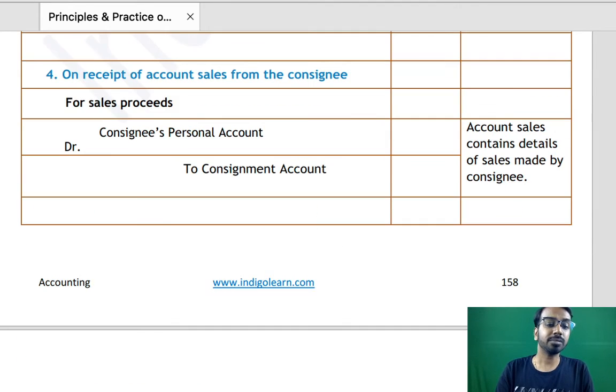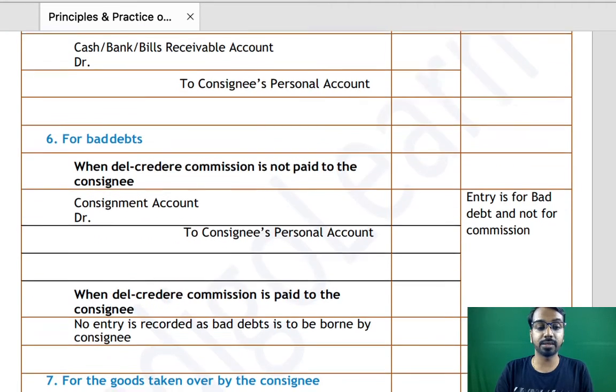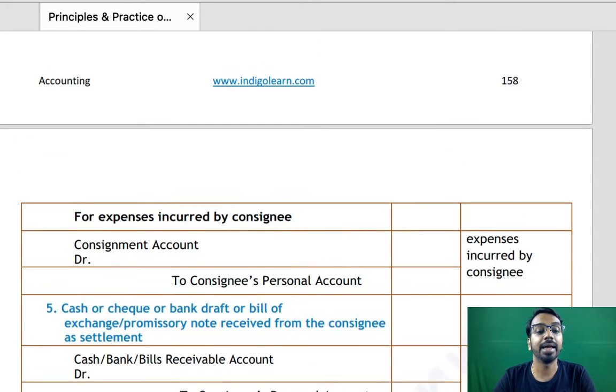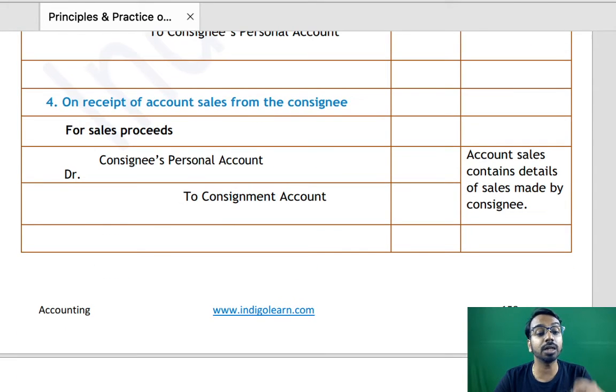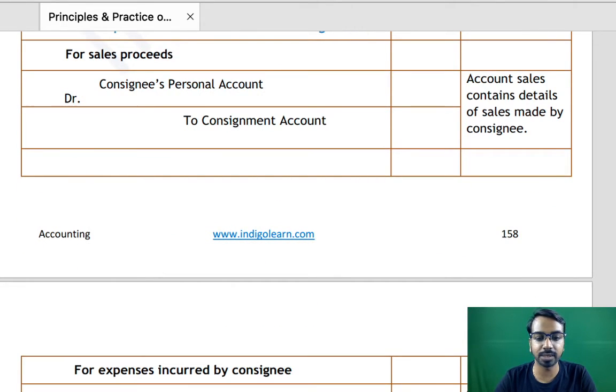Now, after this, the consignee is also entitled to some commission, right? Whenever the consignee is entitled to some commission, it is an expenditure for the consignment. What would you do for that? That again would be debited to the expenses account. You'll debit the consignment account, credit the consignee's personal account. Expenses incurred by consignee, commission payable to consignee, any other charges incurred by consignee, all those are debited to the consignment account and credited to the consignee's personal account.